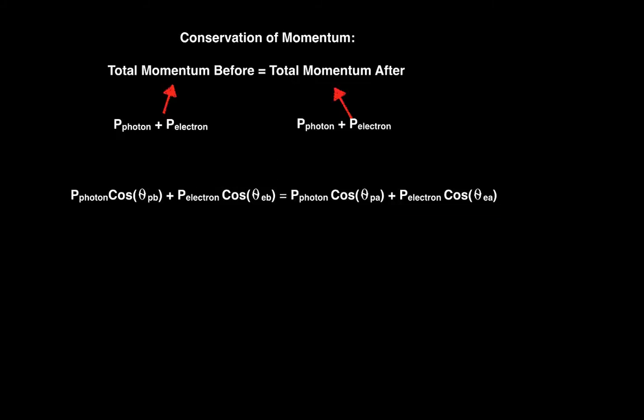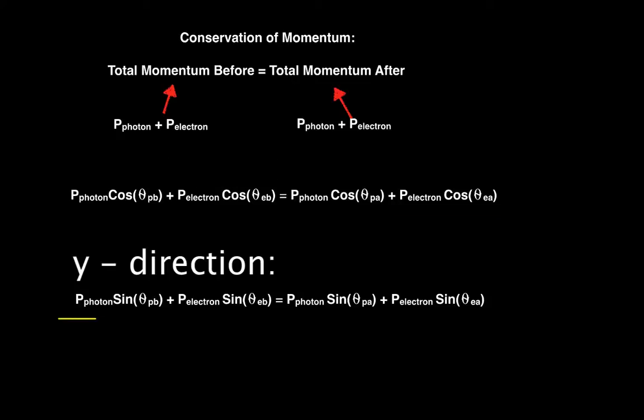electron after. In the y direction, we have momentum of the photon sine theta photon before plus momentum of the electron sine theta electron before equals momentum of the photon sine theta photon after plus momentum of the electron sine theta electron after. The photon is not a massive particle.